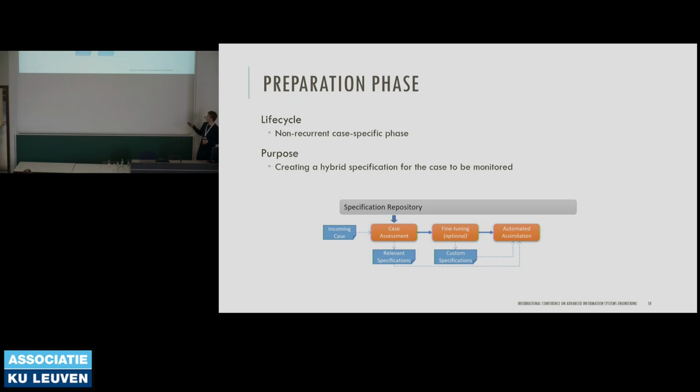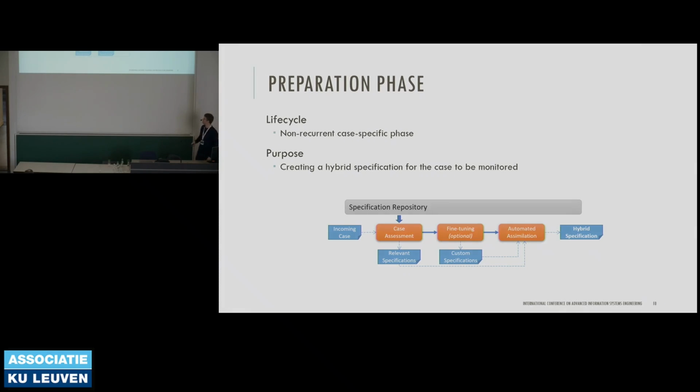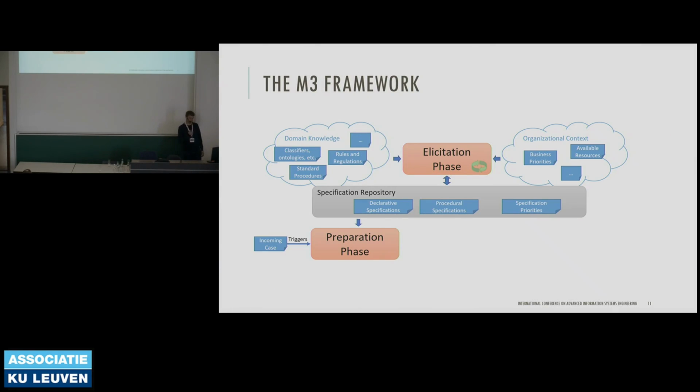And this is a step that is going to be done automatically. It's going to take both the relevant specifications and custom specifications and produce out of them a hybrid specification, which then is going to be the basis of further monitoring steps. Now, this allows me to go back to the framework slide itself and add into here the hybrid specification that I just mentioned.